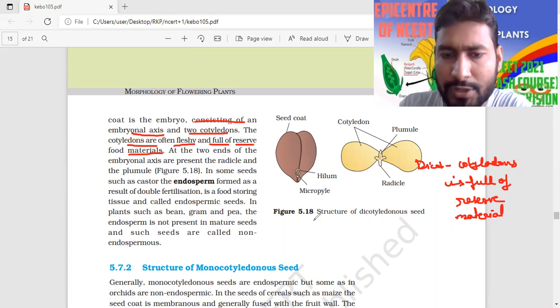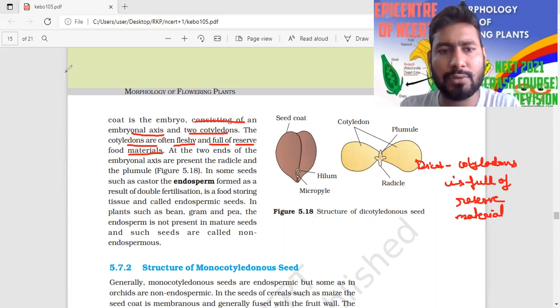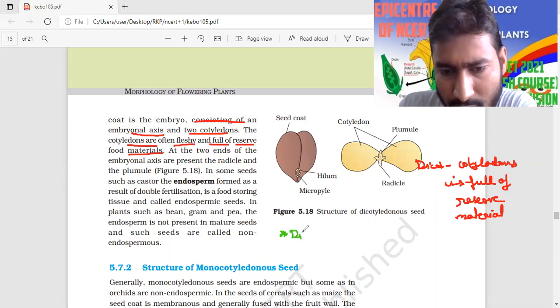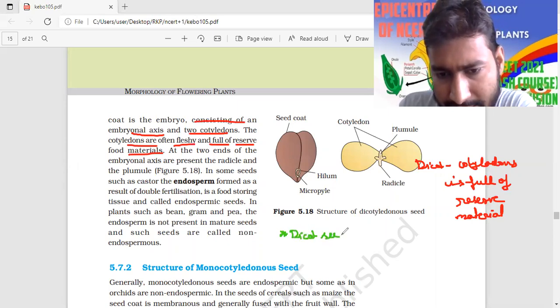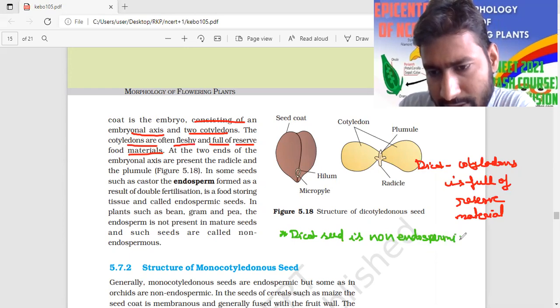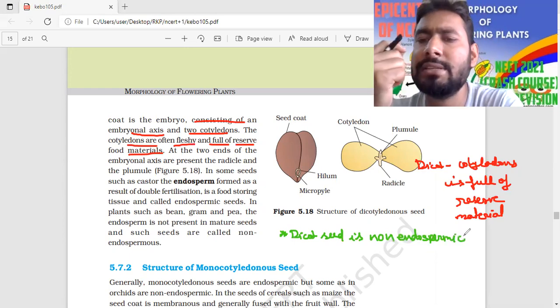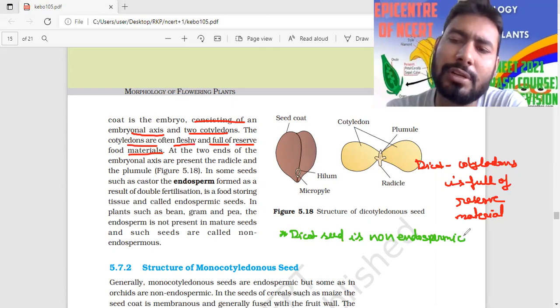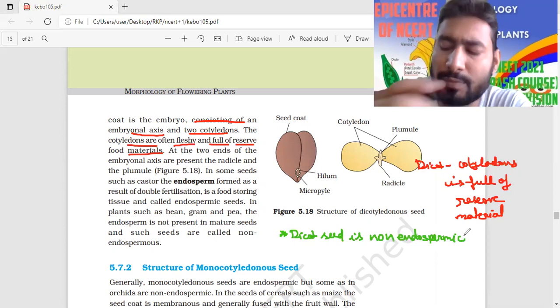This is a very, very important point. I'm going to write it, just look at it. Dicot seed is non-endospermic. What does non-endospermic mean? During seed germination, it completely utilizes the reserve food material found in the cotyledon. So in case of dicots, this is non-endospermic.